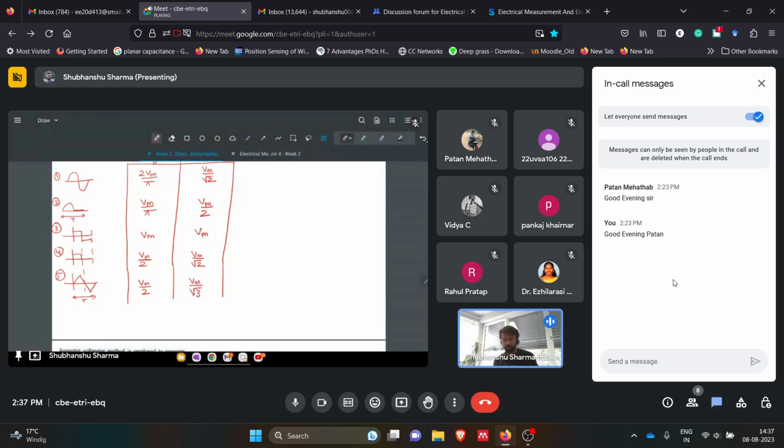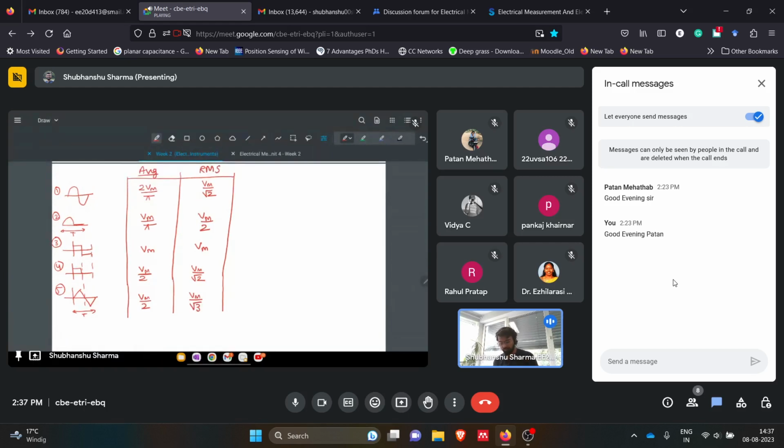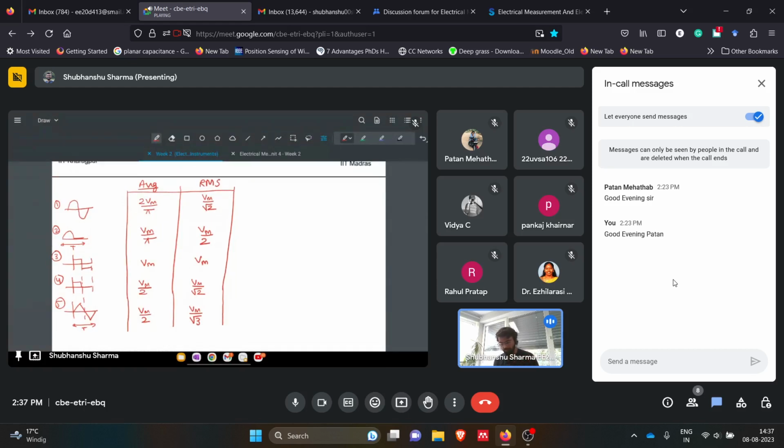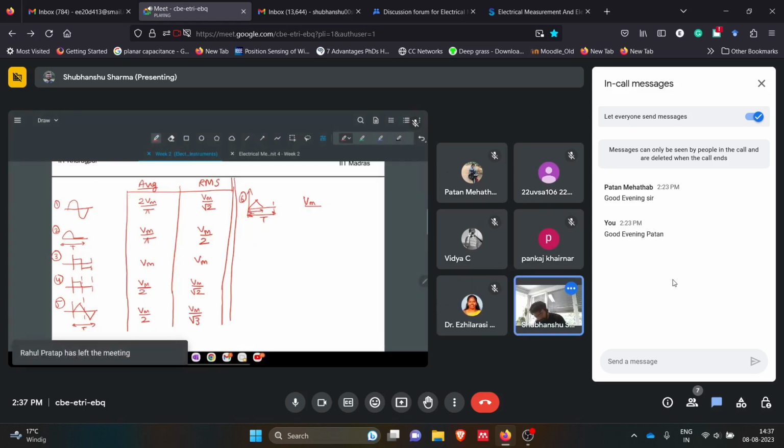You can derive all the average and RMS values as homework. If your answer differs from any of the values, let me know, and we can solve it together in the live session, because I may also commit some mistakes. Another signal is the half triangular wave. This is the full time period, so this will have Vm by, or let's say we can generalize this as T naught, for any T naught time period.